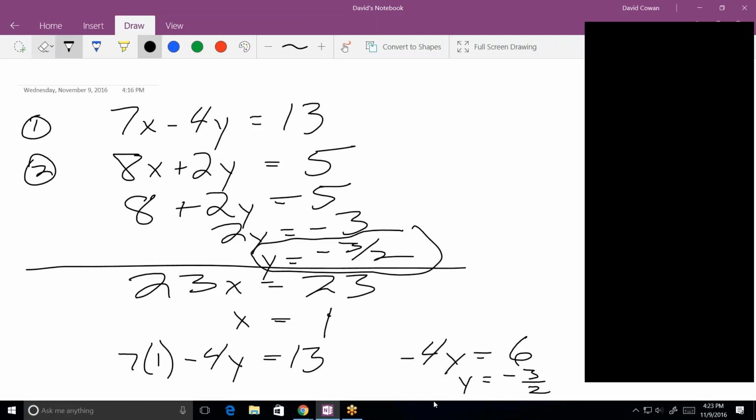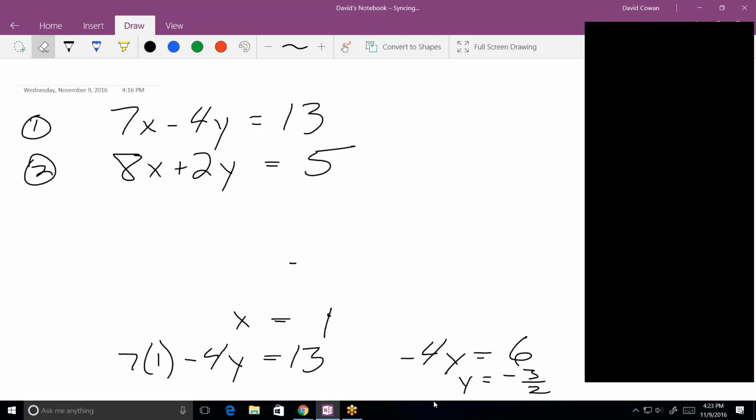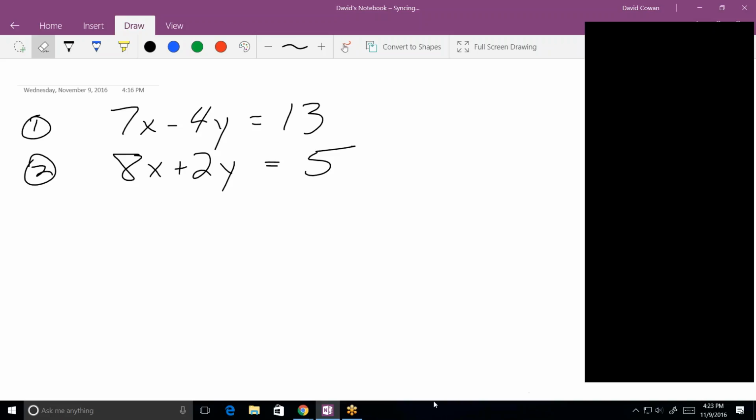Now, let me say one other thing about this problem. When do you use substitution to solve? What's a good rule?